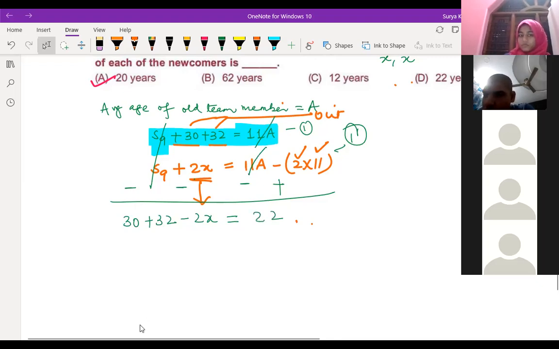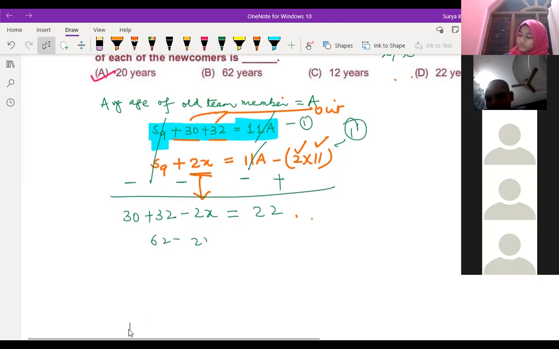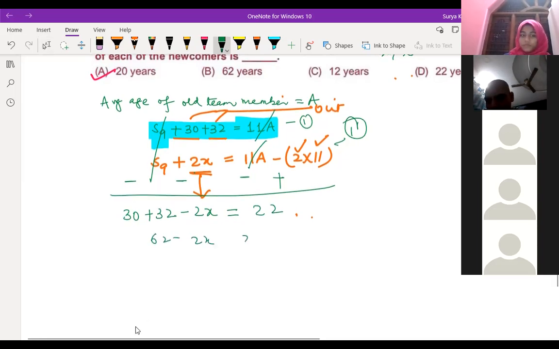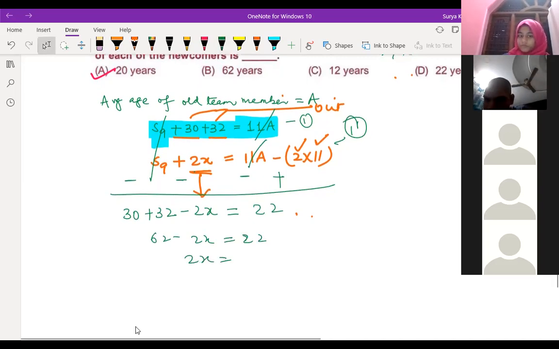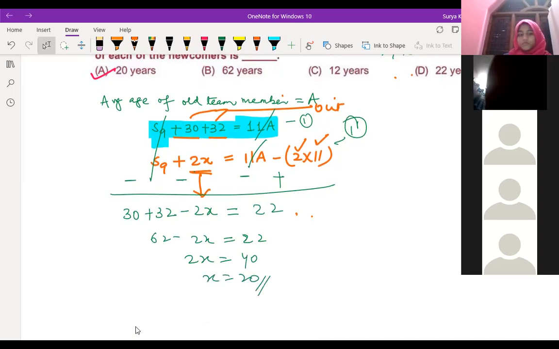It's clear? So 62 minus 2x is equal to 22. So 2x is equal to 40. So x is equal to 20. Is it clear how 20 is coming?